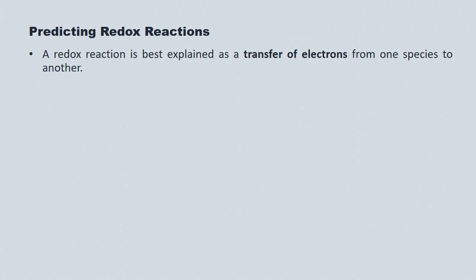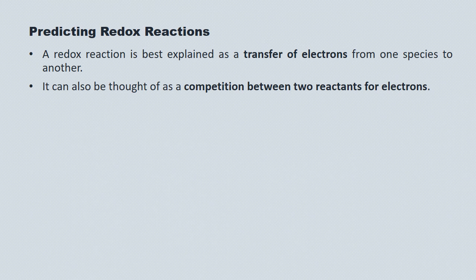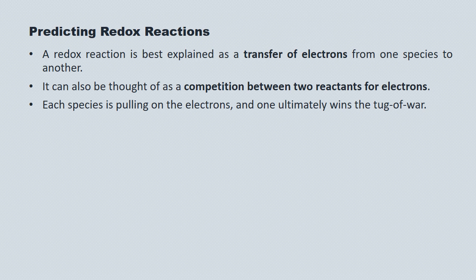So far we've been looking at redox reactions and we've explained them in terms of the transfer of electrons. We're going to modify that thinking slightly and consider a competition for electrons between the reactants in a reaction vessel. Each species in the vessel is pulling in the electrons to some degree. Ultimately, only one can win that tug of war.